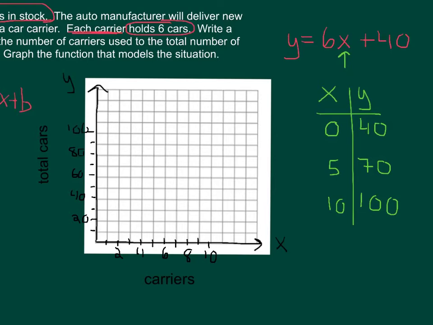So now all we have to do is plot our points. At 0, we have 40, so that's the y-intercept. And then at 5, we have 70. And then at 10, we have 100. So our dots should fall in a perfectly straight line. And if you connect, here we have the graph of the linear function that represents this equation, y equals 6x plus 40.